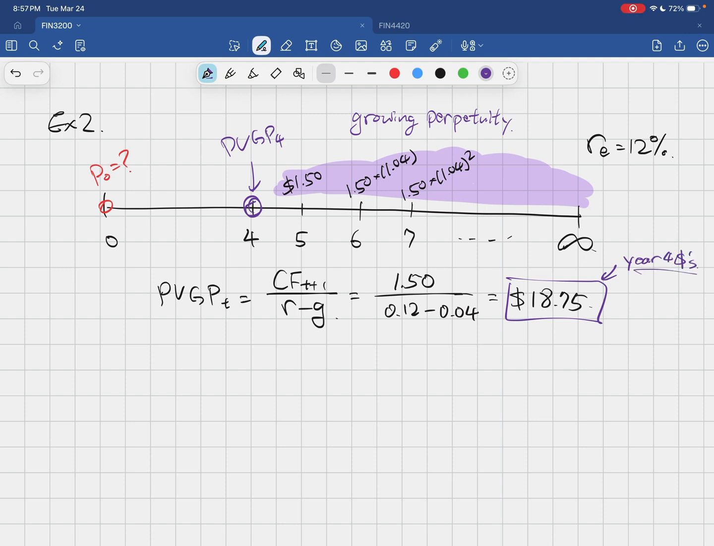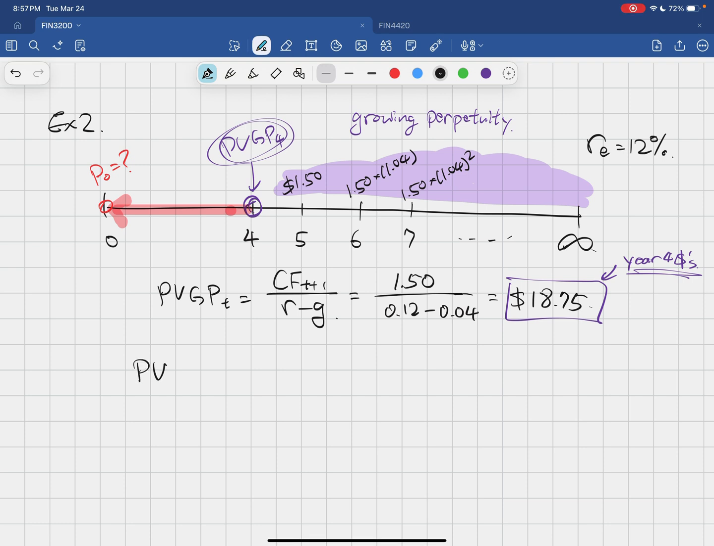Okay, but we want the price as of right now. What's the share price today? So we have to take this value back to time 0. Okay, that is, we're going to take this back to time 0. Okay, and that's the second step. So this 18.75 is expressed in year 4.